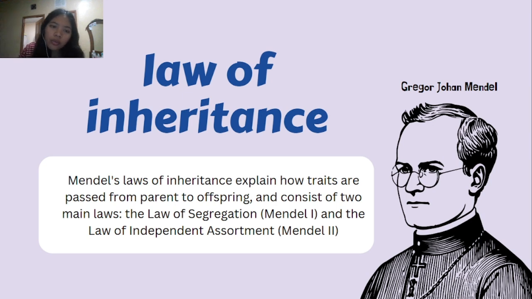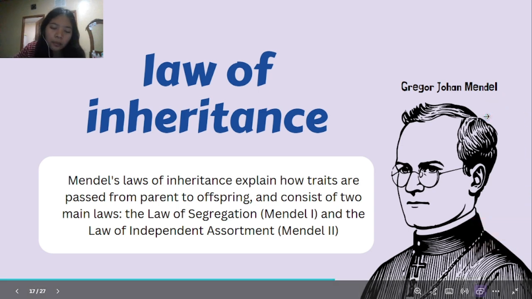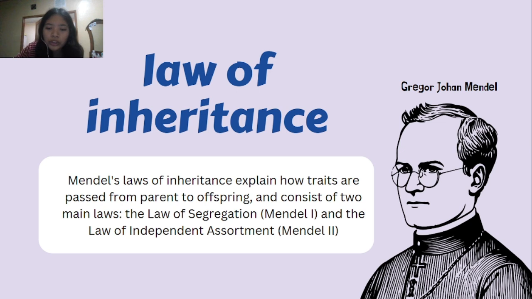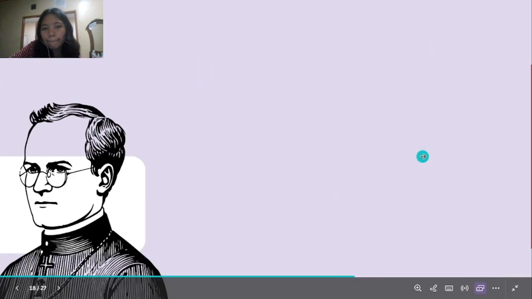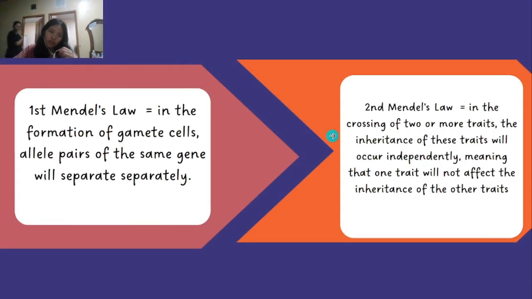And let's move to the law of inheritance. Mendel's law of inheritance explains how traits are passed from parent to offspring or child and consists of two main laws. The first is the law of segregation, and the second is the law of independent assortment. This is the founder of Mendel's law, Gregor Johann Mendel, and that's why the law is named after him. And this is the source of Mendel's law.